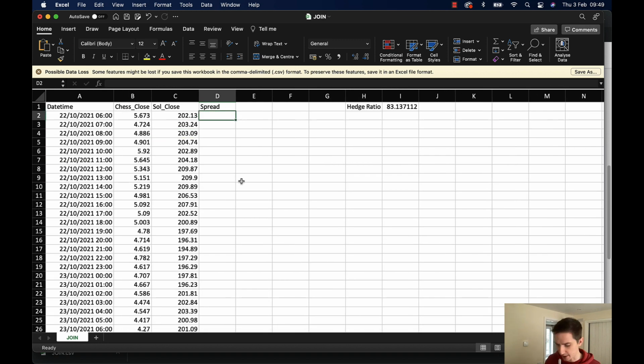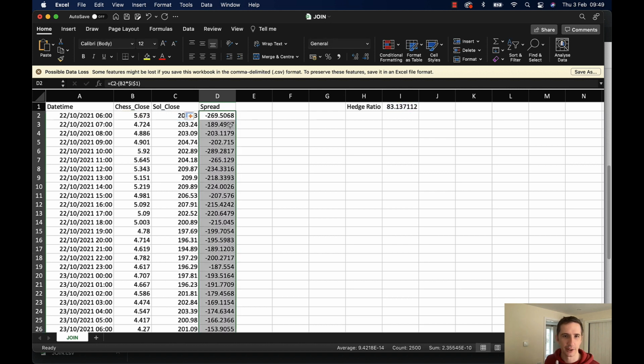So let's take the spread here. I'm going to say that Sol close minus the chess close could be the spread, right? You could look at the spread like this, but you don't want to calculate the spread like this. You want to take this chess close and multiply it by the hedge ratio to get a spread you can basically use. So I'm going to take this and put it in brackets just so you can see what's going on, multiply it by the hedge ratio, and I'm fixing this in Excel because we're going to drag that down and double click on this fill handle, and there we go.